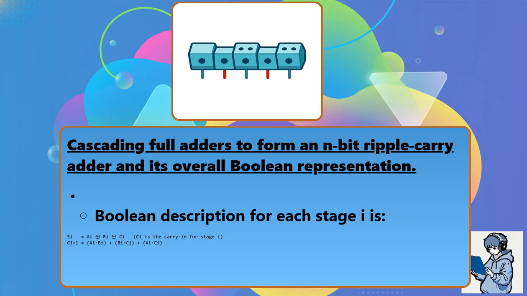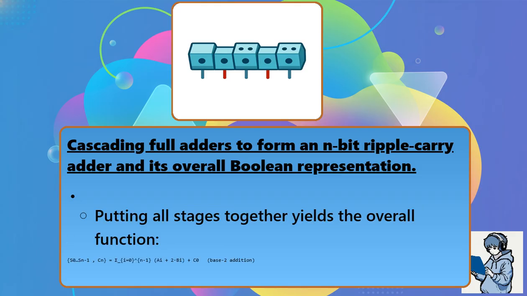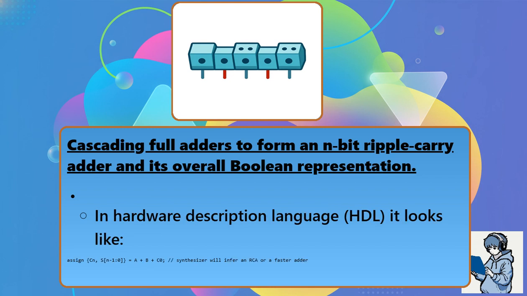Boolean description for each stage i: Si equals Ai XOR Bi XOR Ci, where Ci is the carry in for stage i. Ci+1 equals Ai and Bi plus Bi and Ci plus Ai and Ci. Putting all stages together yields the overall function. S0 to Sn-1 and Cn equals the sum from i equals 0 to n-1 of Ai plus 2 times Bi plus C0, base 2 addition. In hardware description language, HDL, it looks like assign {Cn, S[n-1:0]} = A + B + C0. The synthesizer will infer an RCA or a faster adder.